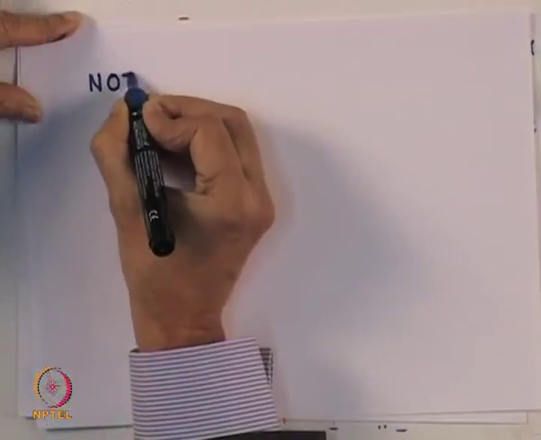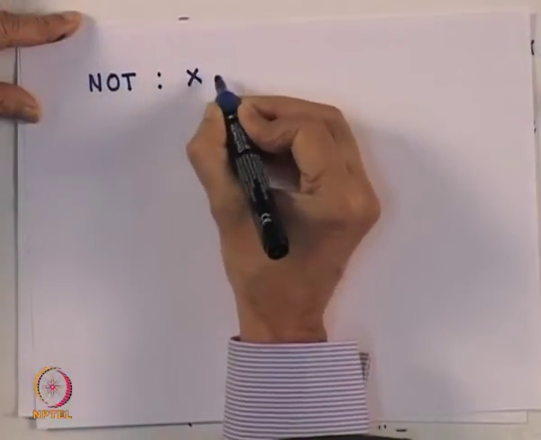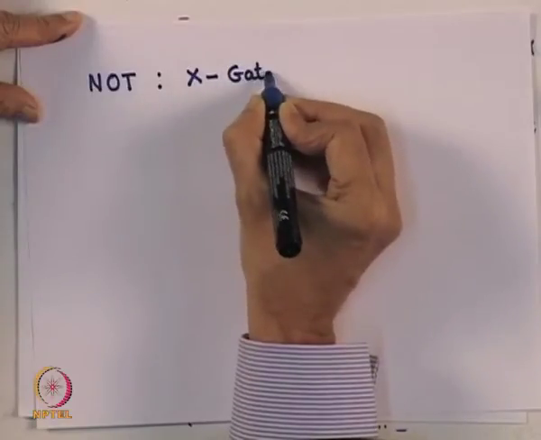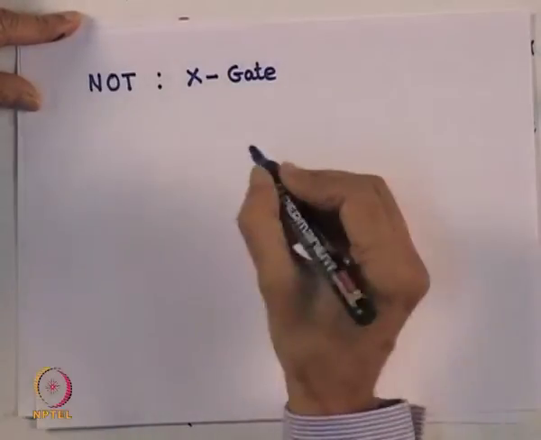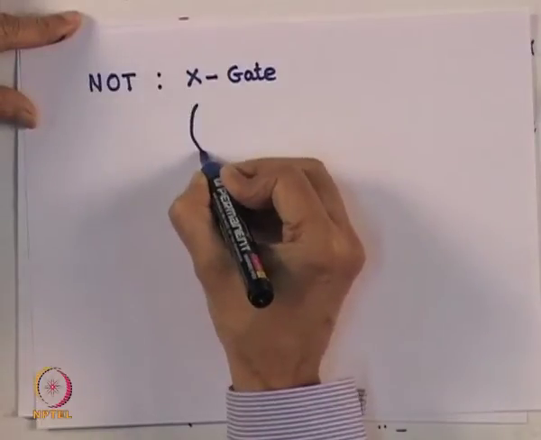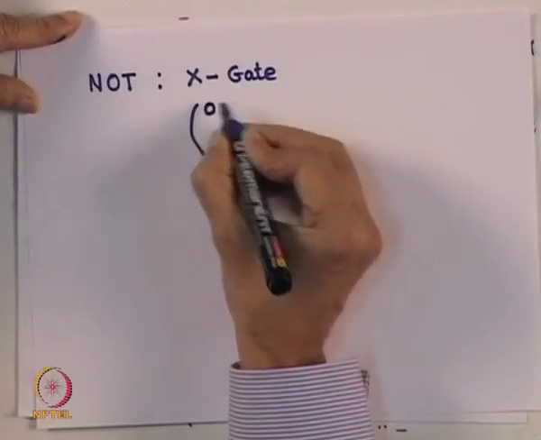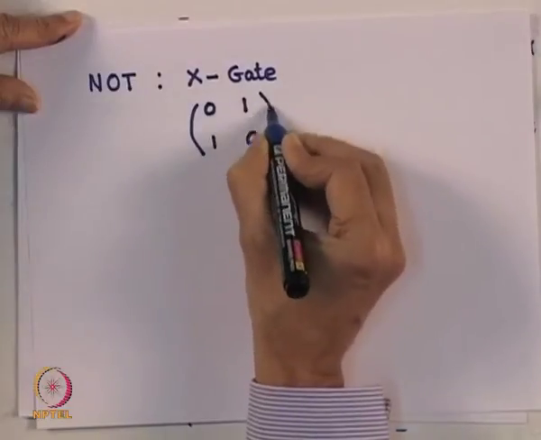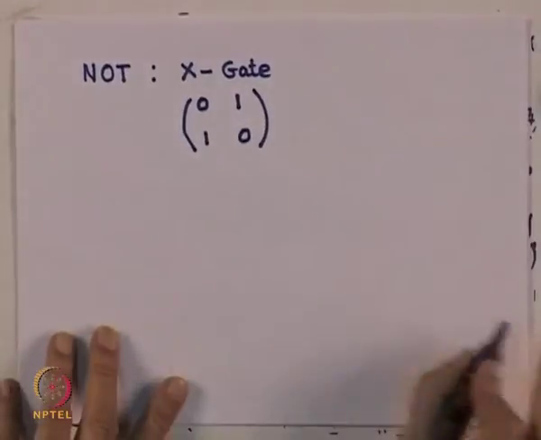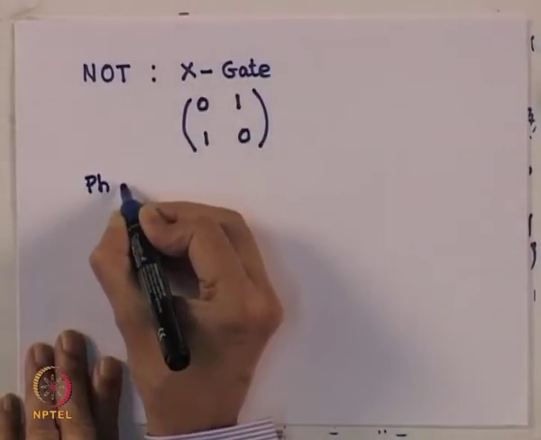And we had also pointed out that there is a NOT gate which even classically is a reversible operation, and obviously the corresponding quantum operation will also be reversible. And we had said that the NOT operation is taken care of by what we call an X gate, and the X gate has a matrix representation which is the Pauli sigma X matrix, which is 0, 1, 1, 0. Another one which is popularly known as a phase gate.